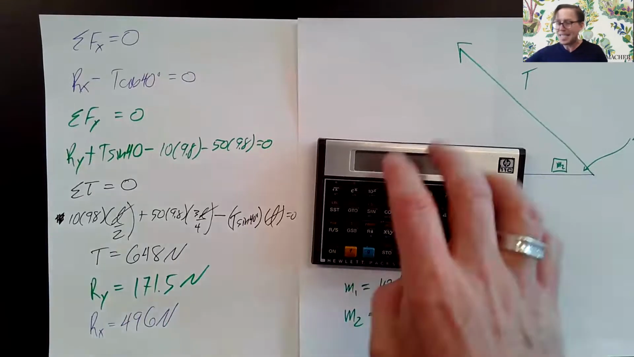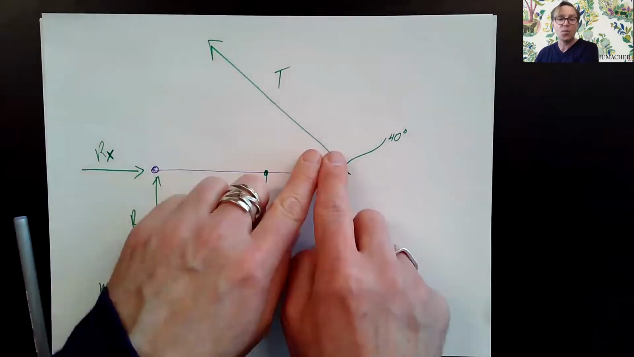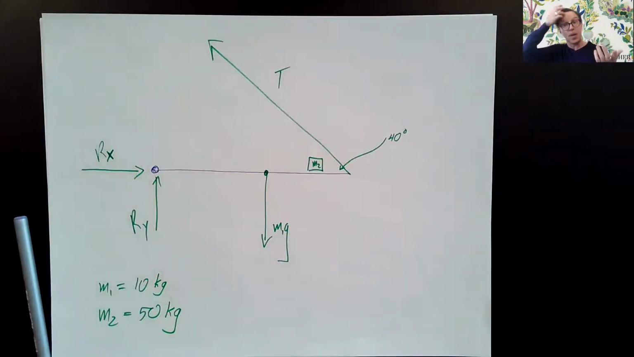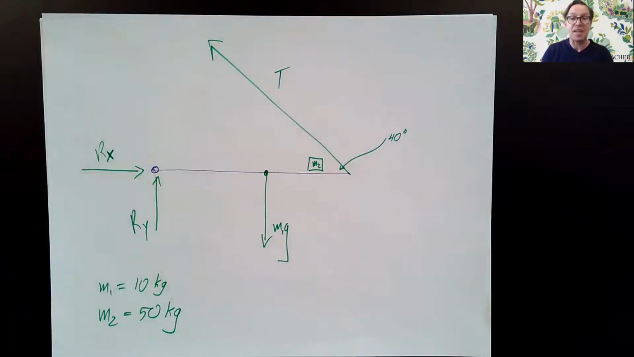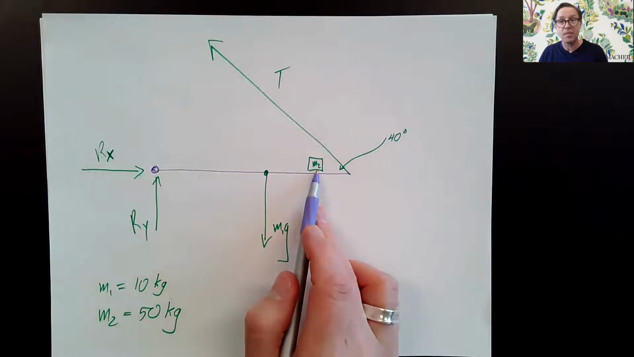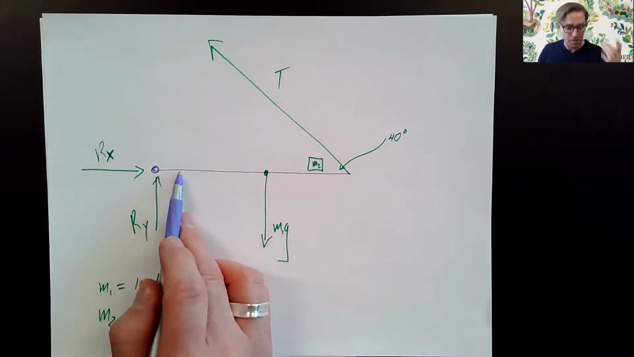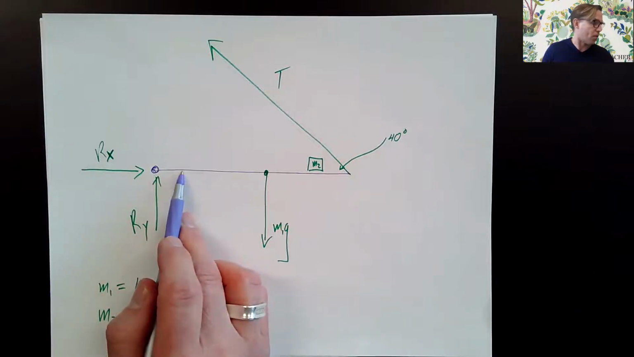So it did not matter if we used the left end as the pivot point or the right end as the pivot point. Either way, we got exactly the same answer. In fact, you could have used the center as the pivot point. You could have used here as the pivot point. You could have used 3% of the way along the rod as the pivot point. And all of those different ways, you would get exactly the same answer.